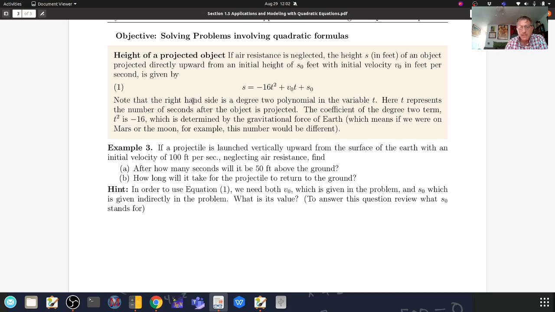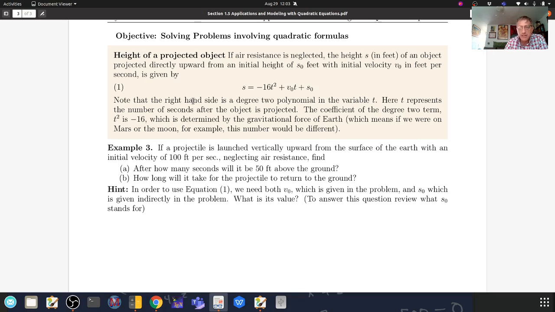So the right-hand side is a degree 2 polynomial in the variable t, where t represents the number of seconds after the object is projected. The coefficient of the degree 2 term, which is minus 16, is determined by the gravitational force of Earth as measured in feet per second squared. I know it's determined by that. It's not equal to it. If this were on Mars, that coefficient would be different.